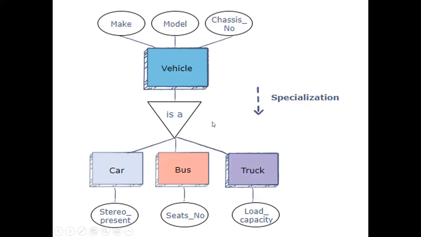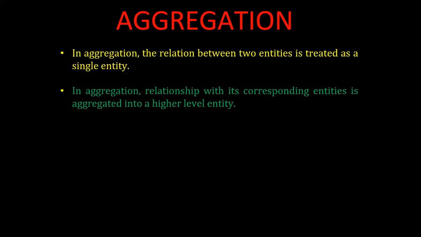So these are examples for specialization, which moves from top to bottom. The next is aggregation. This is another method for the representation of ER diagram, where we can make use of the aggregation concept. In aggregation, we can combine a relation between two entities as a single entity.